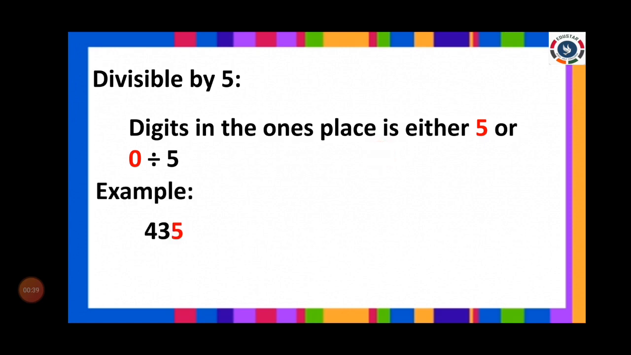For example, 435. See the ones place, what number is there? 5 is there. 5 means immediately it is divisible by 5. Then 4380. The last ones place, what number do we have? 0. So this number also must be divisible by 5.